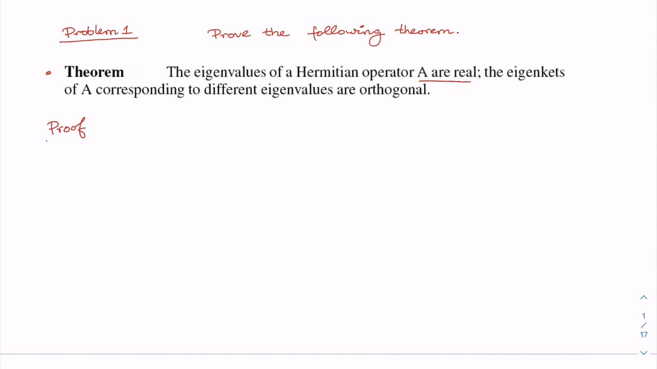Let me start by writing the eigenvalue equation. A is the operator. If it operates on the ket |k, lambda>, then we get this equation, if it is an eigenvalue equation. So this is the eigenvector. |k, lambda> is the eigenket and lambda is the eigenvalue. At the moment we don't know whether lambda is real or not, and this is what we are going to prove in the first part of the theorem.